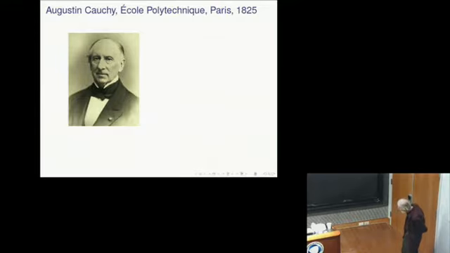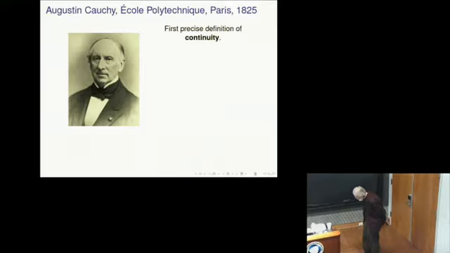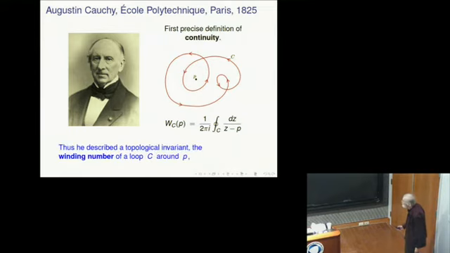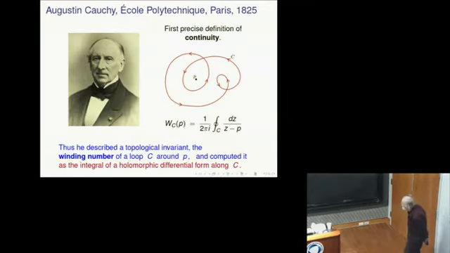Now, in the 19th century, Cauchy gave the first precise definition of continuity, which is certainly one of the most fundamental concepts of what topology is all about. And he also gave a marvelous example of a topological invariant, namely the winding number of a curve around a point in the plane. And he proved that it could be computed by an analytic formula integrating a holomorphic differential form around the path.